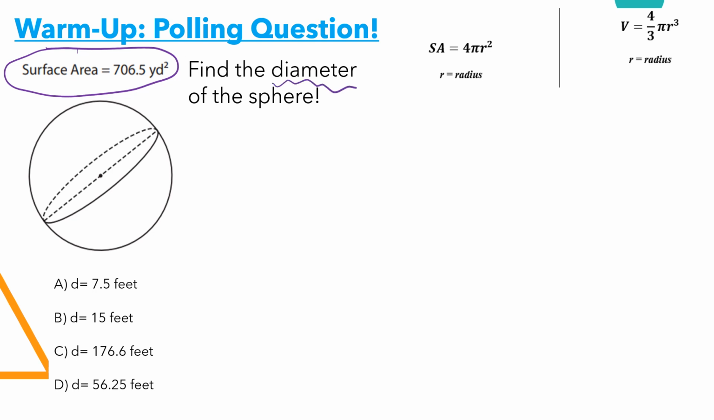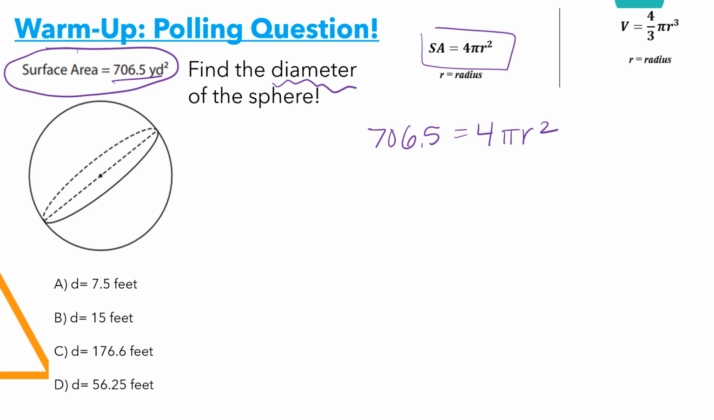Surface area of a sphere is this equation here, and we're just going to plug in the surface area that they gave us and write the 4 pi r squared. Okay, so we need to solve for r in order to get our diameter.